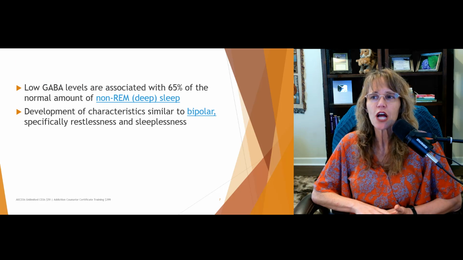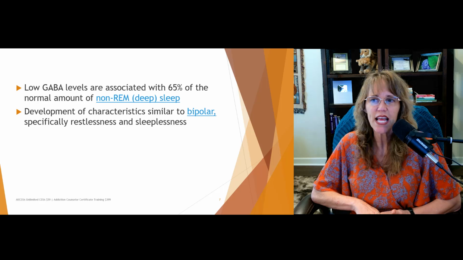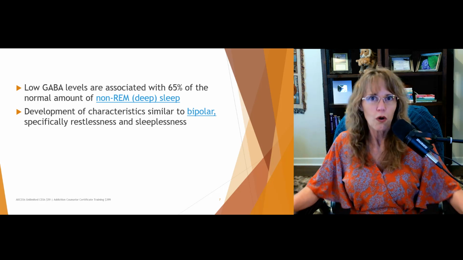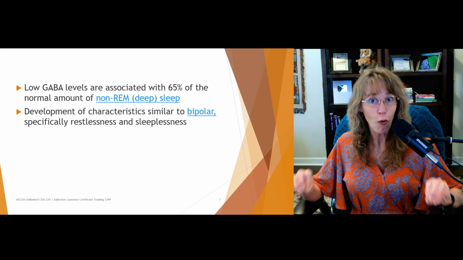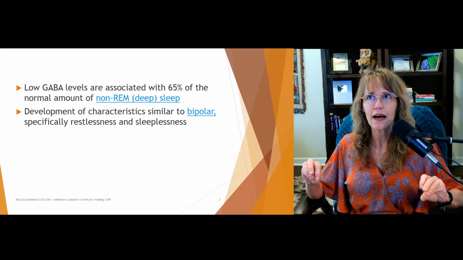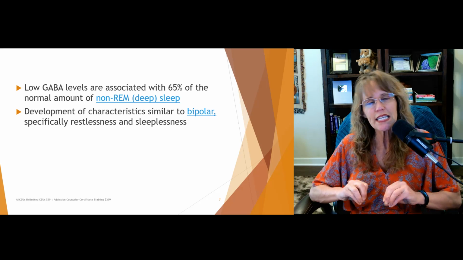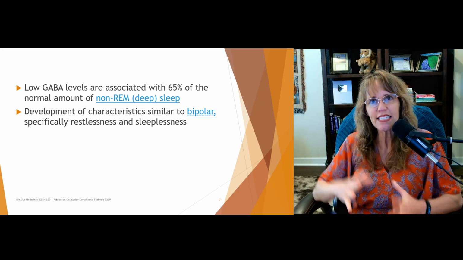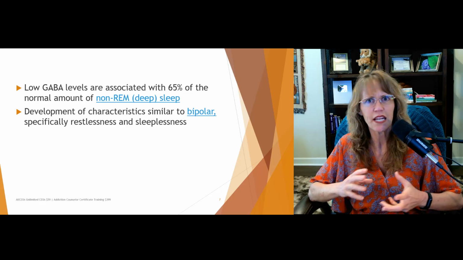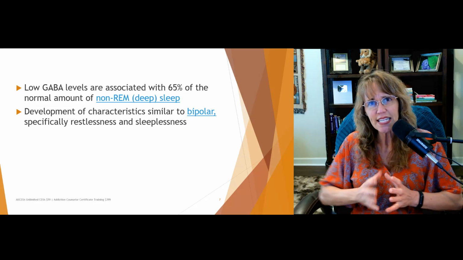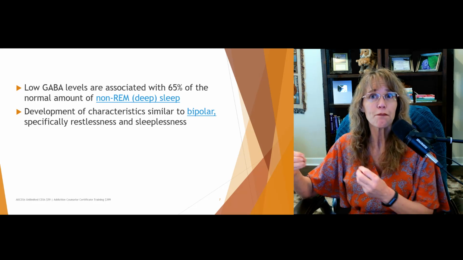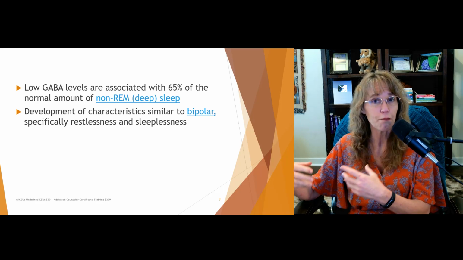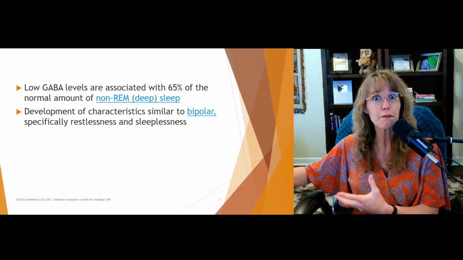Low GABA levels are associated with 65% of the normal amount of non-REM or deep sleep. Oh my gosh. Okay, this is important. Because during deep sleep is when your brain clears out adenosine. Adenosine is the byproduct of thinking and everything you do throughout the day. As adenosine builds up throughout the day, it makes you feel tired. It makes you feel sluggish. It makes you want to go to sleep. They call it sleep pressure.